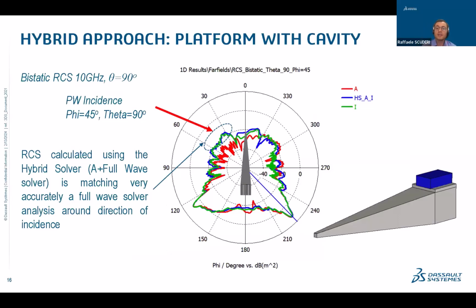In this particular model, we are using the integral solver to get the scattering from the cavity, while for the platform itself, which looks like the nose of an aircraft, we are using the asymptotic solver. In this polar plot, you can immediately see the importance of using the hybrid approach, because clearly in the red curve, the asymptotic solver alone is not able to capture with good accuracy the scattering from the cavity, which is something that we can do with the integral solver, and we compensate the contribution of the cavity using the hybrid approach.